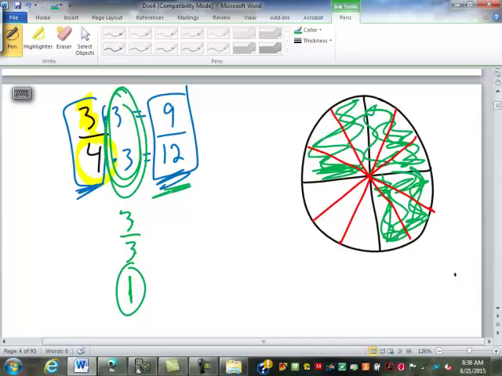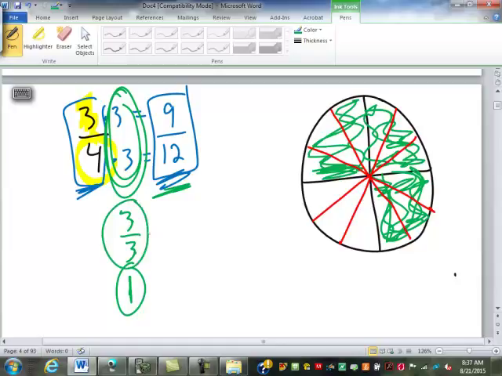Now it can, as we saw here, it can change the appearance, but it cannot change the value. When we look at measurement conversions later in the year, that's going to be a very important thing for us. You can multiply by something that's equivalent to 1 to convert a measurement. It doesn't change the value, just the appearance. So that idea is very important.